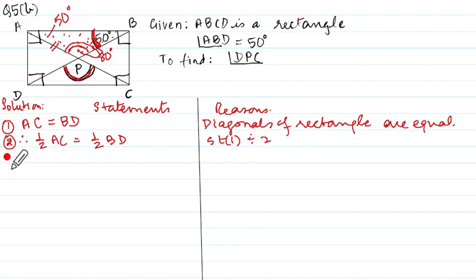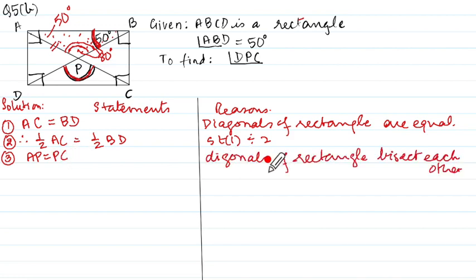Okay. Now, number 3. Won't AP and PC be equal? So we will say AP equal to PC. Reason? Diagonals of rectangle bisect each other. Fourth one, we will say the same thing for DP equal to PB. Exactly the same thing.